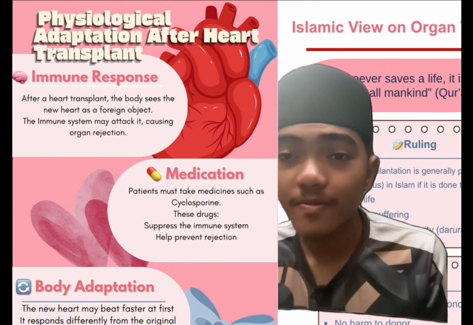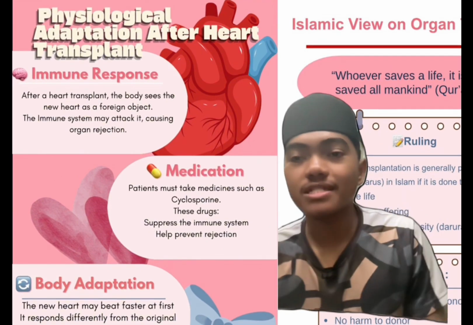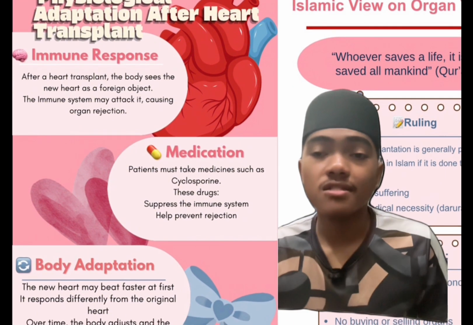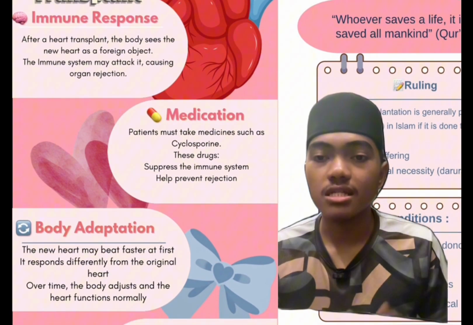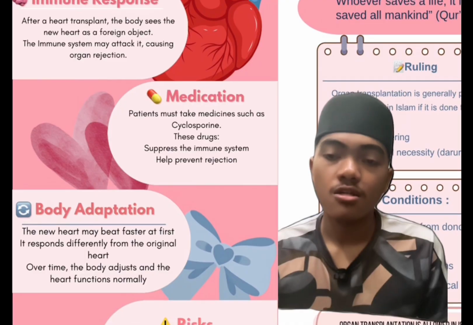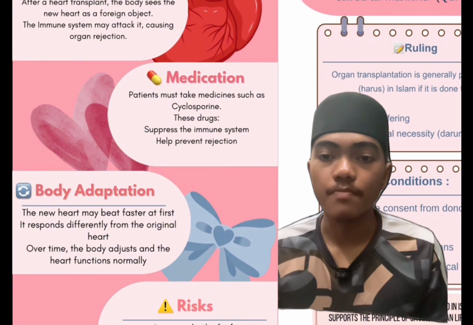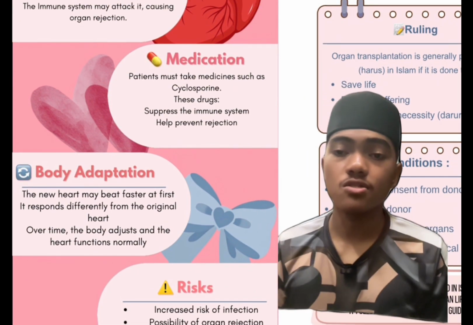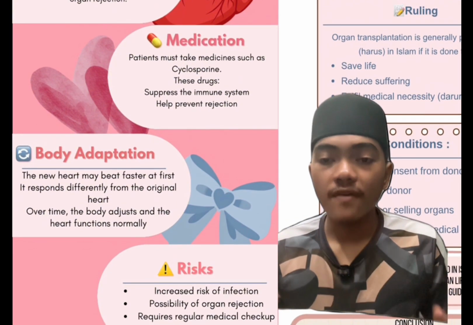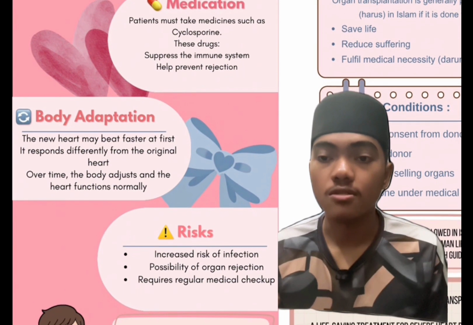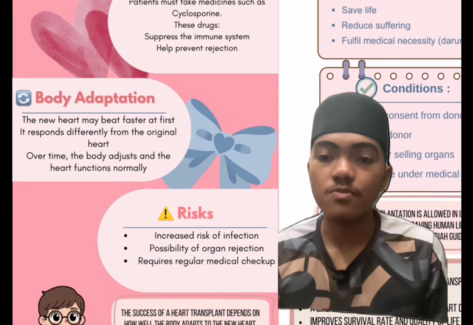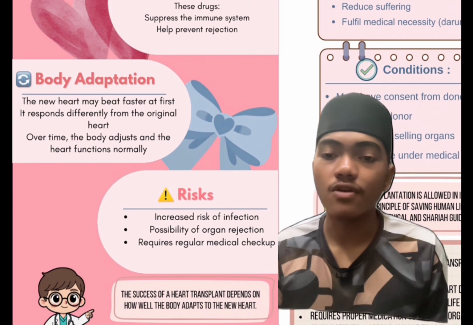So, I will explain about physiological adaptation after a heart transplant. First is the immune response. After a heart transplant, the body recognizes the new heart as a foreign object. Because of this, the immune system may attack the new organ, which can lead to rejection. To prevent this, patients need to take medications such as cyclosporine. These drugs help suppress the immune system and reduce the risk of organ rejection.